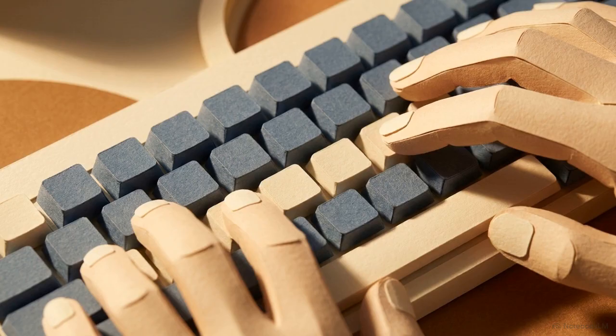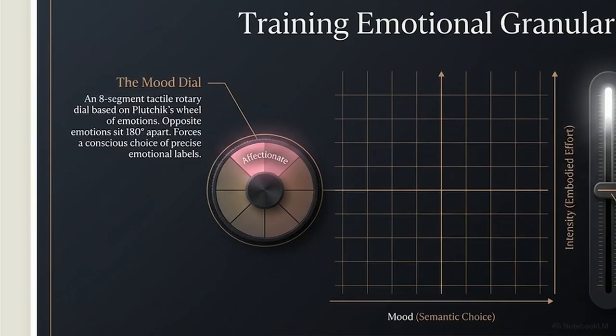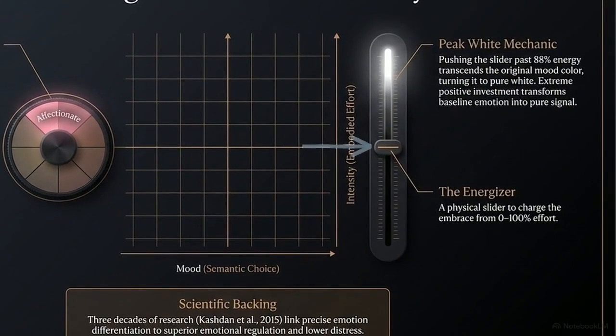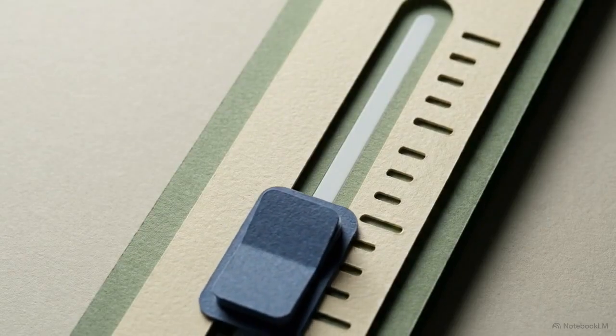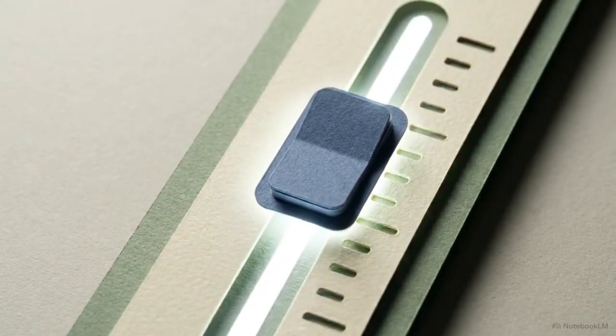Take a moment and write your first positive, expressive entry. Focus on one specific thing you appreciate about your chosen person. Before you save, lock the rotary mood dial into a specific segment to identify your exact feeling, training your emotional granularity. Then use the vertical energizer slider on the right to record the precise amount of effort this relationship required today. If you push the slider past 88%, it triggers the peak white mechanic, indicating extreme positive investment.